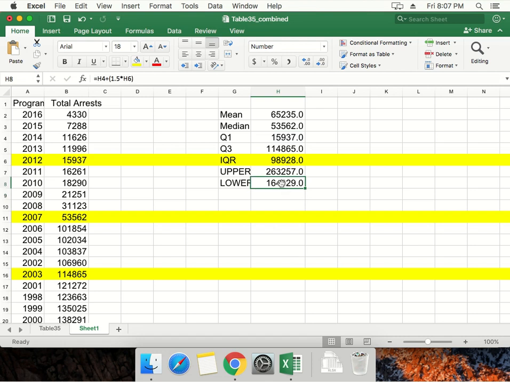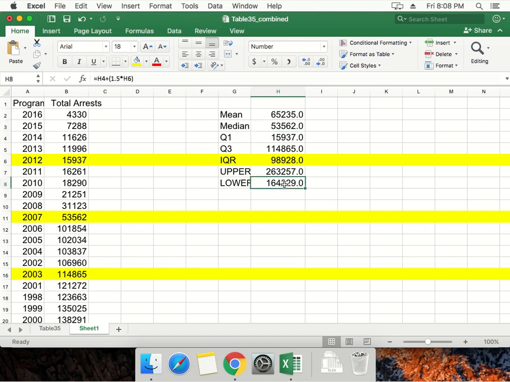Oops, sorry, I did something wrong there. I was just thinking, that's really high. In fact, my first clue that something is wrong is that the lower bound value, 164,329, is larger than Q1. It's actually larger than the median. That doesn't make any sense at all, right? It should be less than those things.